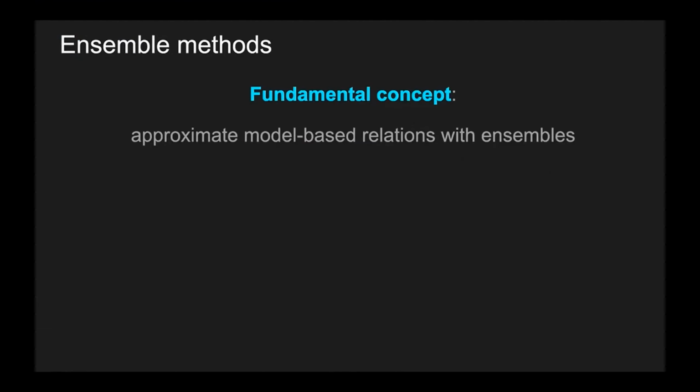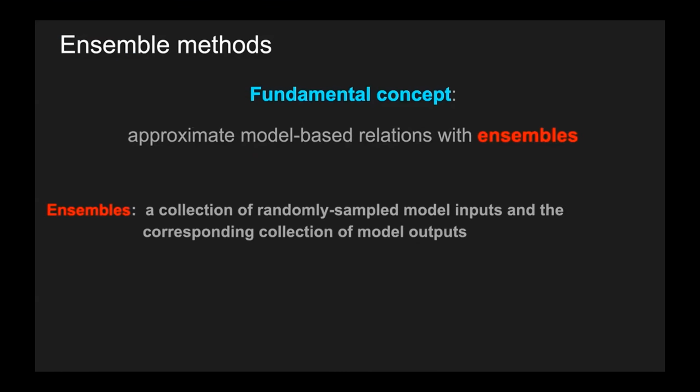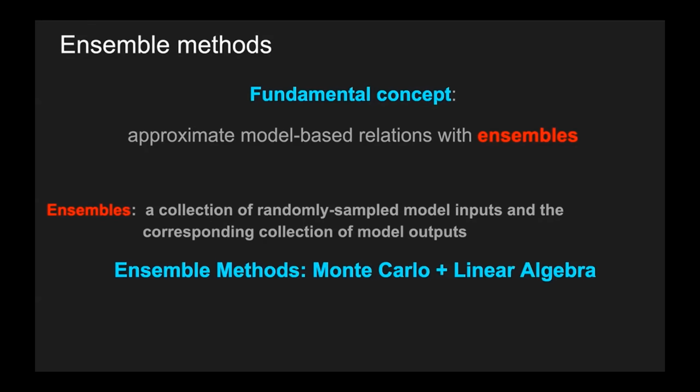So with ensemble methods, the fundamental concept is we want to approximate model-based relationships using ensembles. There's typically two ensembles. One is a collection of randomly sampled model inputs. We call this the parameter ensemble, and there's a corresponding collection of model outputs. Typically, the parameter ensemble is drawn from the prior parameter covariance matrix and initial parameter values. Then each of the realized model inputs that we have drawn are run through the model to fill in the corresponding observation ensemble. Many of you will recognize this as a Monte Carlo analysis, and in fact, ensemble methods combine Monte Carlo and linear algebra to great effect.